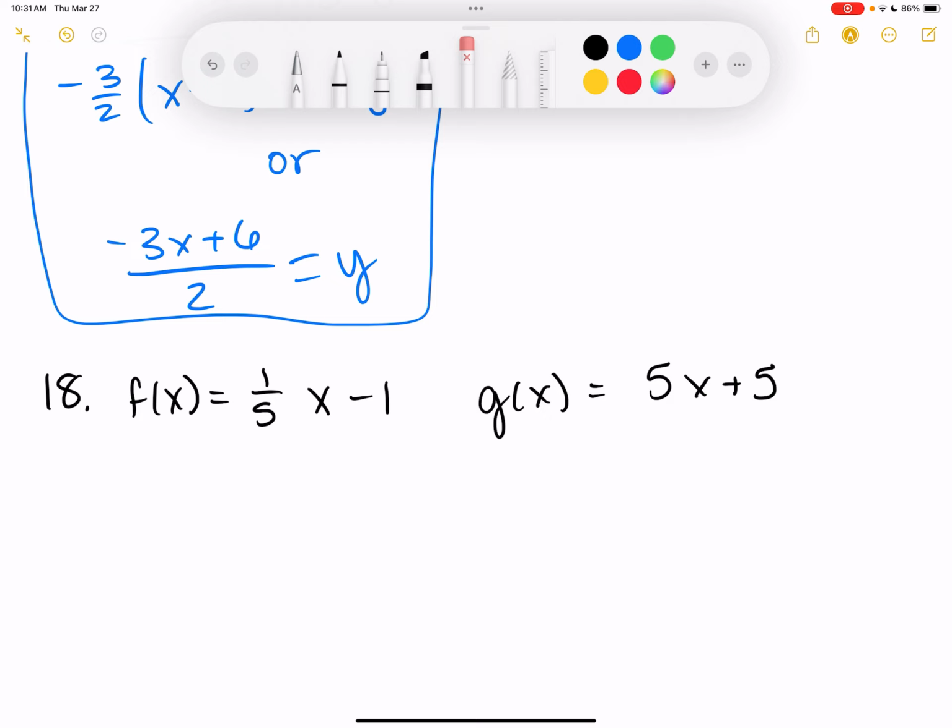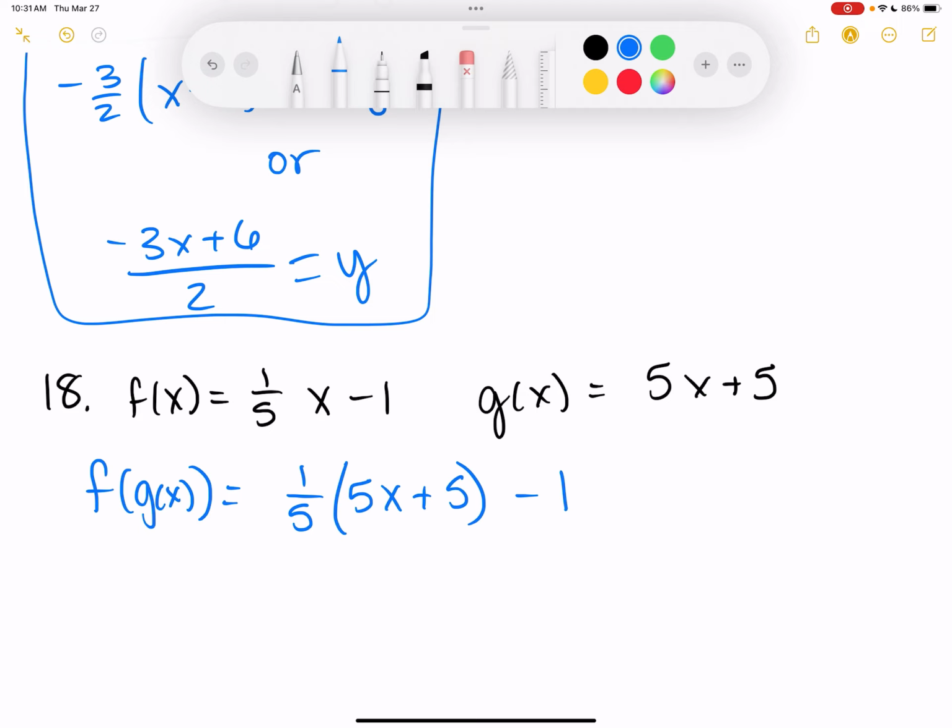Alright, so first I'm going to do f of g of x. That means I'm putting this function g of x in for x in f of x. So I've got 1/5 times 5x plus 5, minus 1. Then I get x plus 1 minus 1 equals x. Good to go.